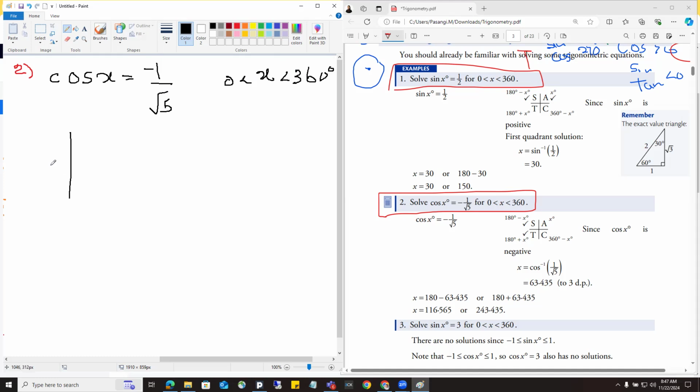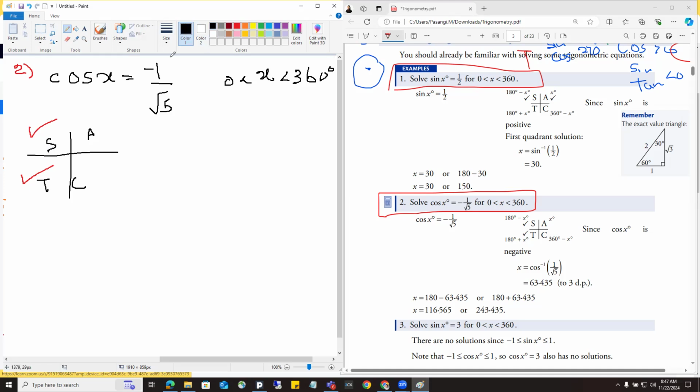You have to mark the quadrants: All Students Take Calculus. Since the cos value is minus, it can be either in the second quadrant or in the third quadrant. These are the two possible situations which we can have.